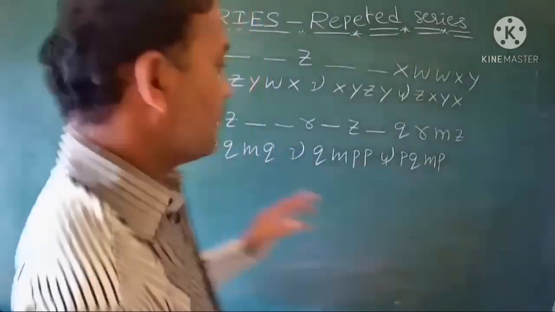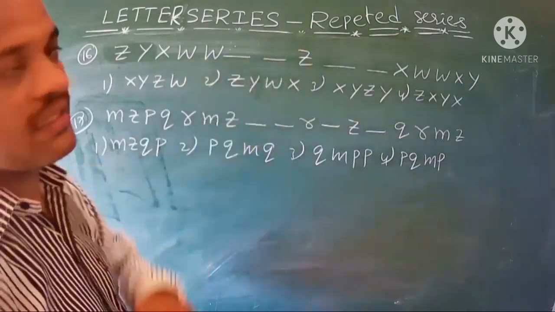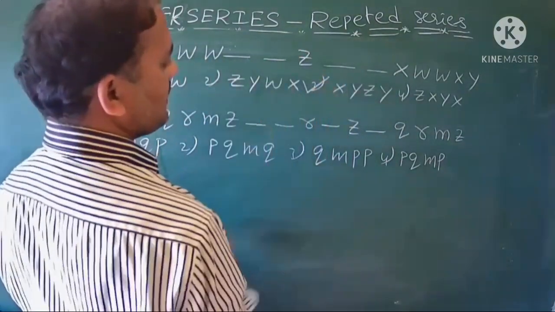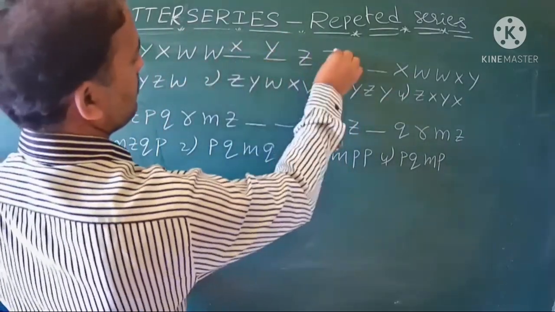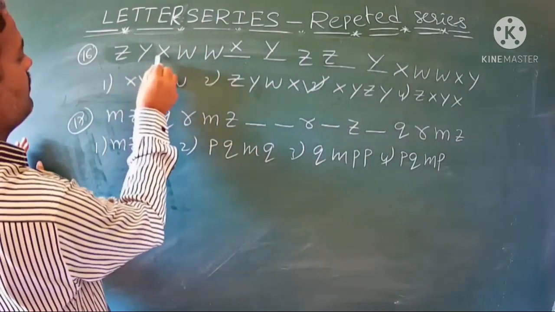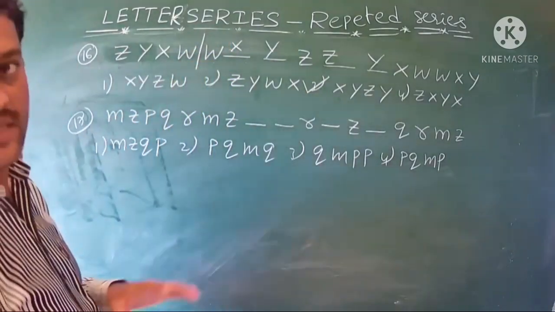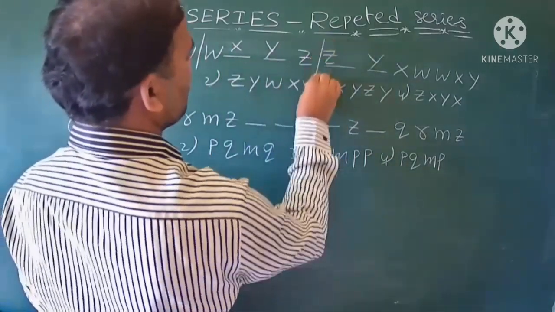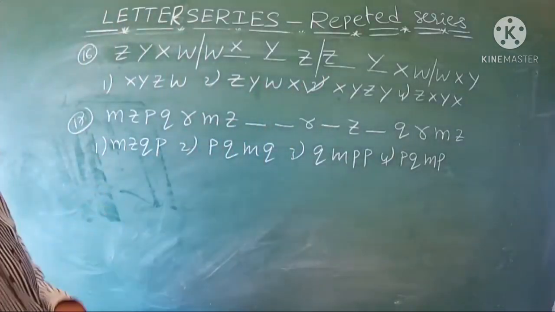Next, the 16th one is ZY, X, W and so on, like that series. Which is the suitable option? Option 3. Substitute 3 here, XY, ZY. Once you observe here, XY, XW, again W is repeated. Segregate like that, you just need to observe. Next again WX, YZ, again ZY, XW, like that it will go. So that's why option 3 is suitable.